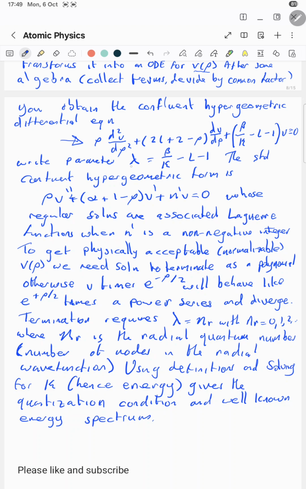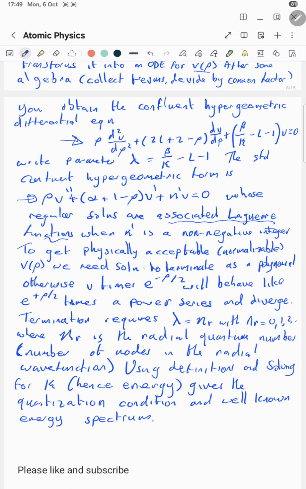And we write the parameter lambda equals beta over kappa minus L minus 1. The standard confluent hypergeometric form is here, whose regular solutions are the associated Laguerre functions, where n is a non-negative integer.